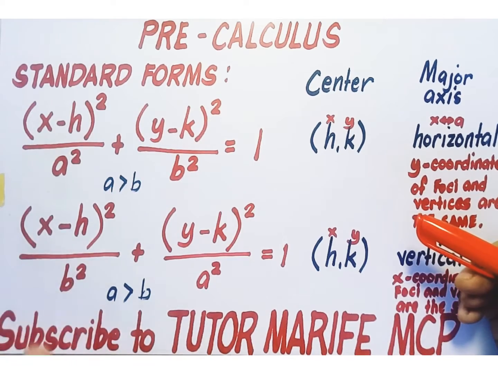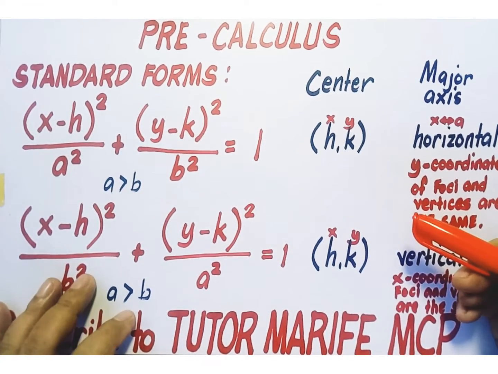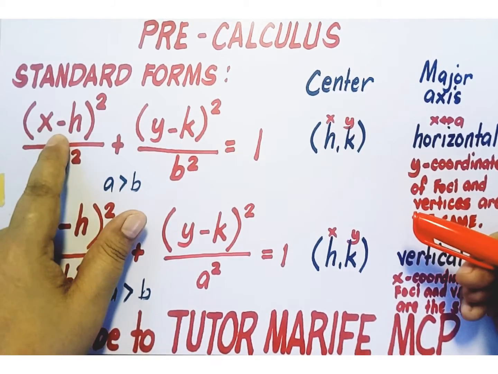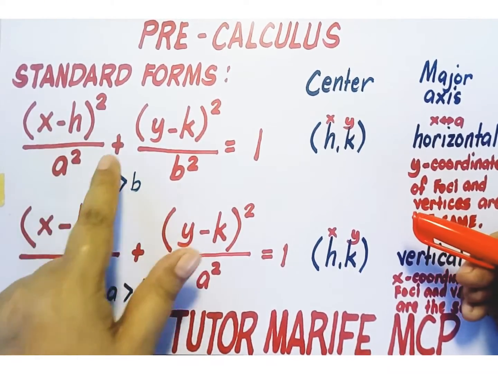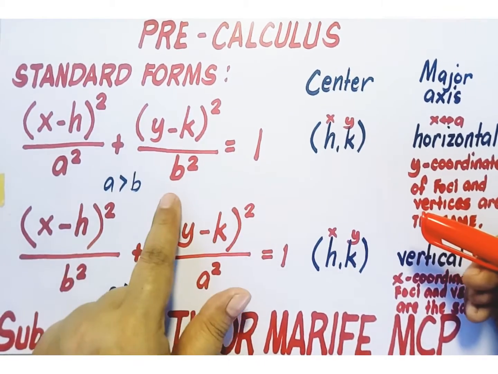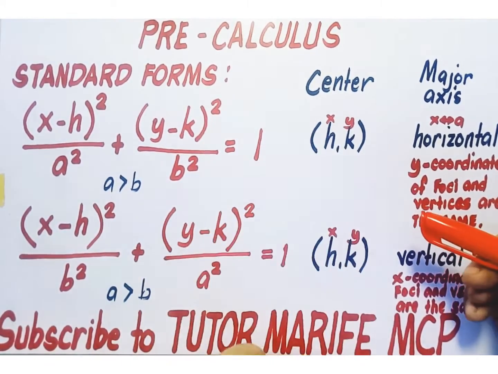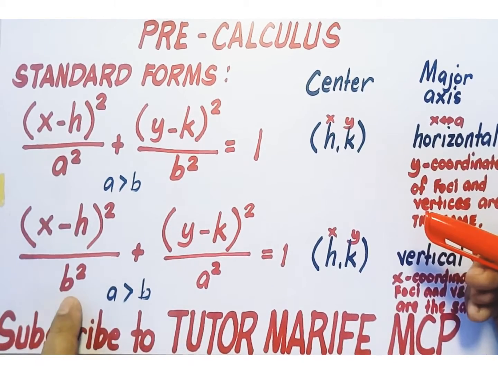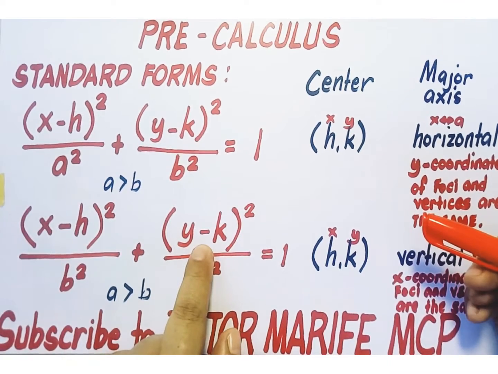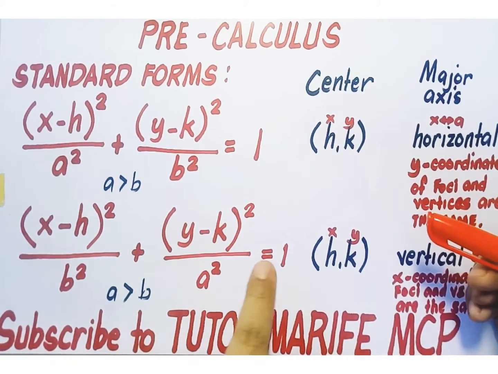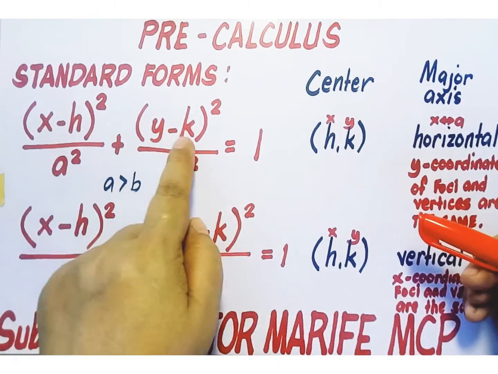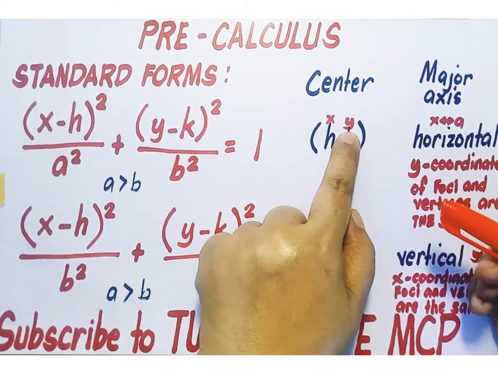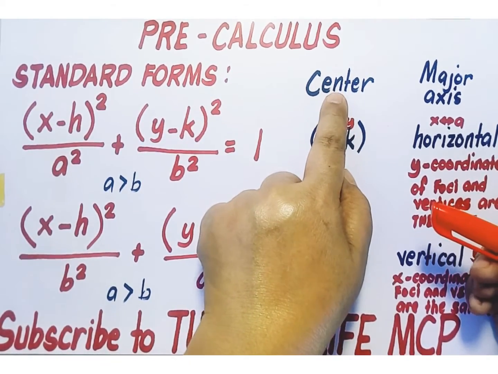Let's review the two standard forms of the equation of an ellipse. The first form is (x - h)² over a² plus (y - k)² over b² equals 1. The other form is (x - h)² over b² plus (y - k)² over a² equals 1. h and k represent the x and y coordinates respectively of the center of an ellipse.